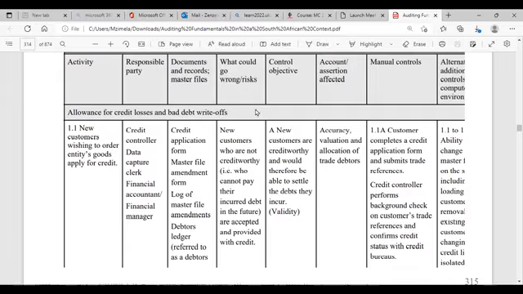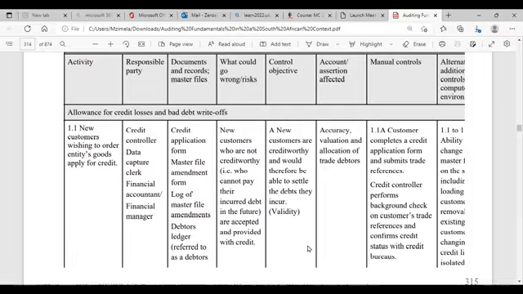Right? What could go wrong when the customer applies for credit? New customers who are not credit worthy, who cannot pay their incurred debts in the future, are accepted and provided with credit. So when a client applies, what could go wrong is that you can actually extend credit to a customer who is not credit worthy. And what is the control objective? New customers are credit worthy and would therefore be able to settle the debts they incur.